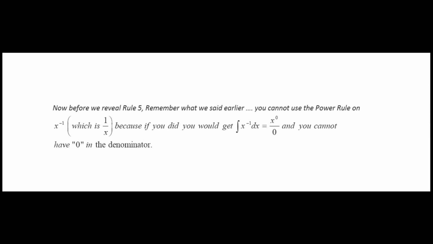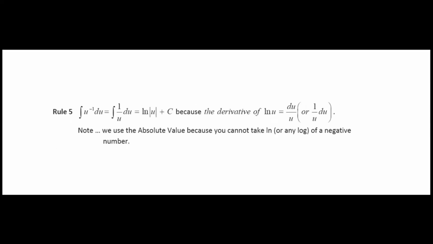Okay, so what are we going to do? Well, we're going to write u to the -1 as 1 over u du. Now let's think of it in terms of x. X to the -1, which is 1 over x. What has a derivative of 1 over x? Now think about the log function. The derivative of ln of x is the derivative of x, which is 1, over itself, 1 over x. So it's the log function.